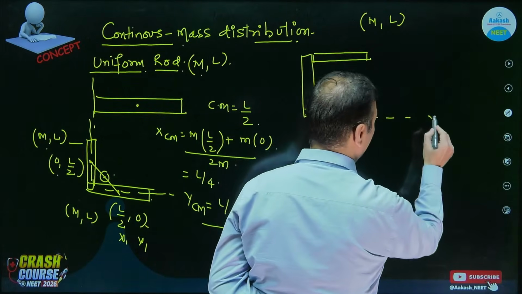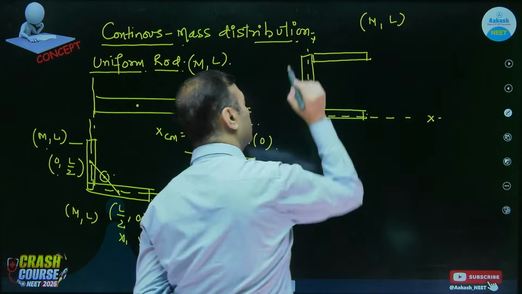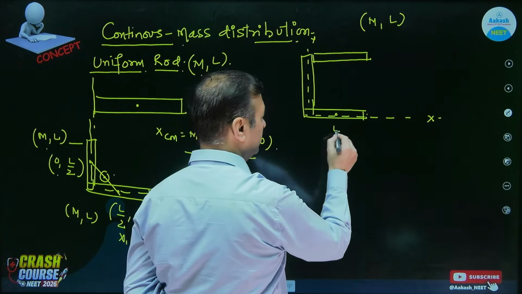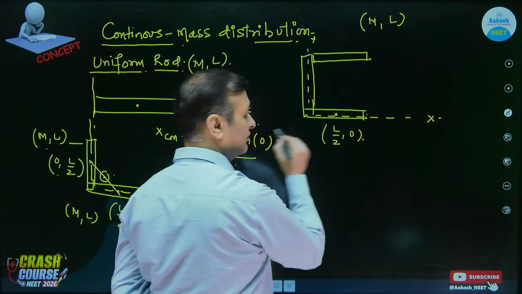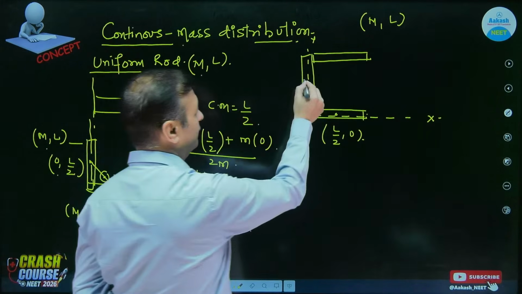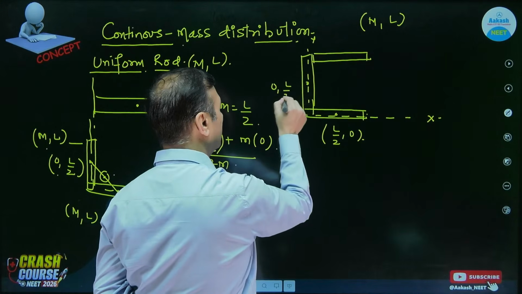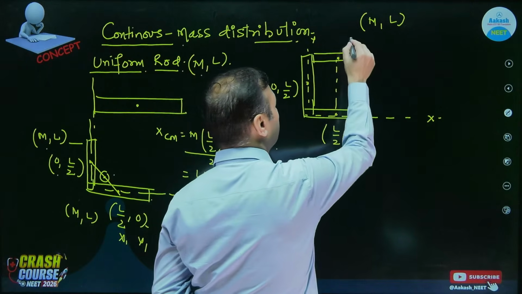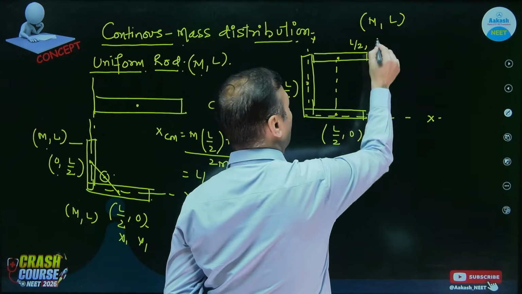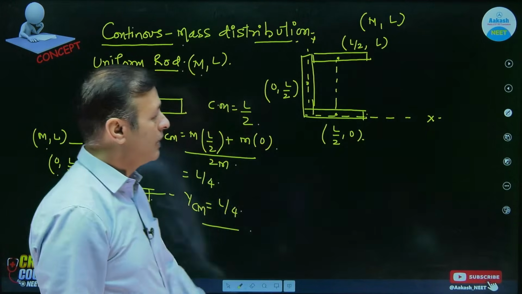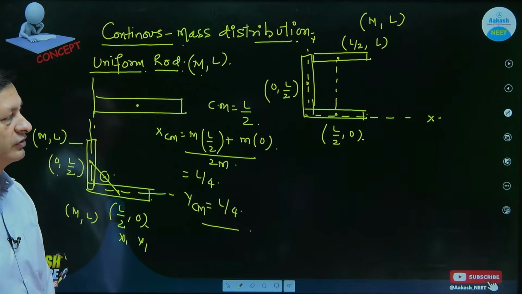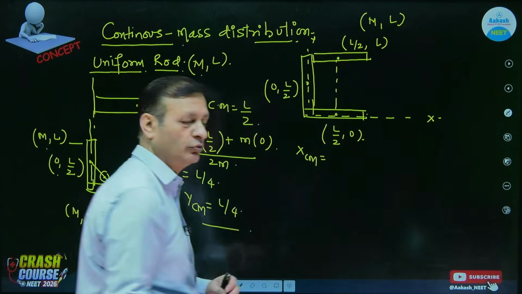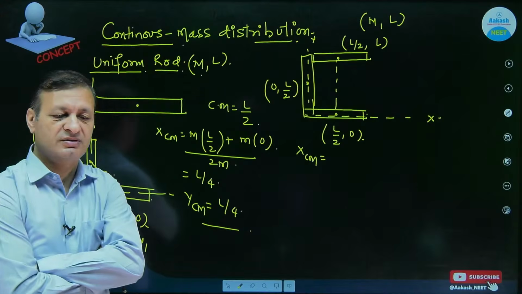Giving you a hint. So this is your x coordinate, this is your y coordinate. So just simply replace this rod with its center of mass. So its center of mass is at L by 2 and y coordinate is 0. And for this one, its x coordinate is 0, y coordinate is L by 2. And for this one, its x coordinate is L by 2 and its y coordinate is L. Now once you have written all these coordinates for the uniform rods, then you go ahead with the formula. So how you will find out? Put the values and get me the answer, please.